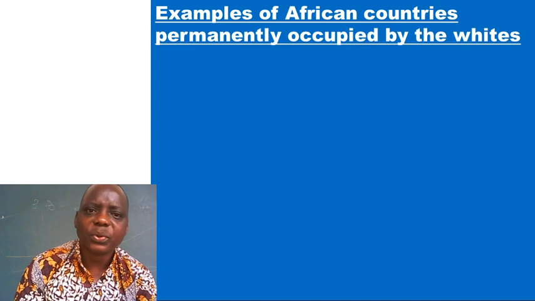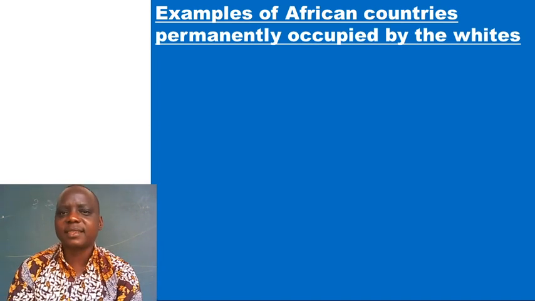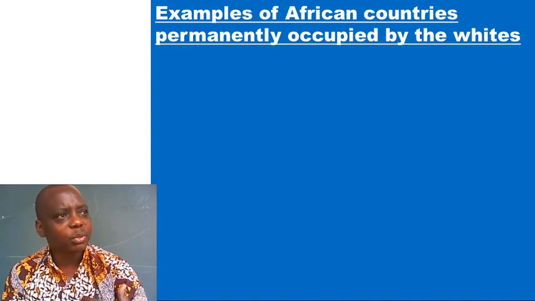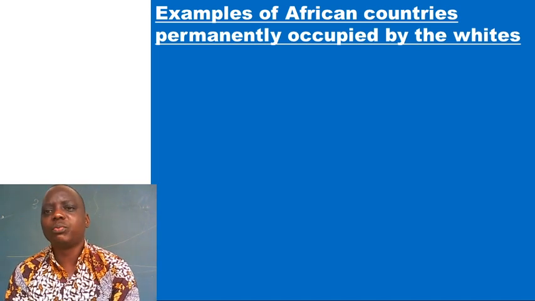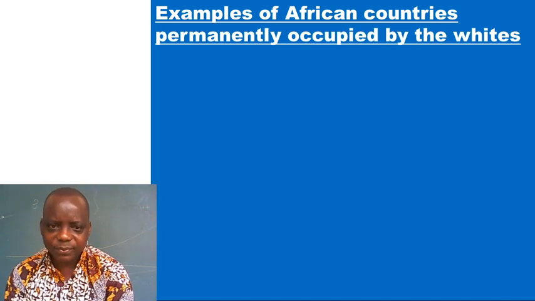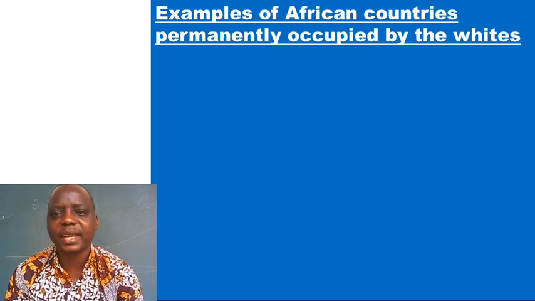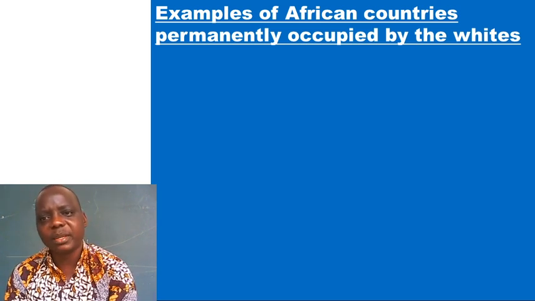We continue with our lesson, boys and girls. We are looking at examples of African countries permanently occupied by the whites.